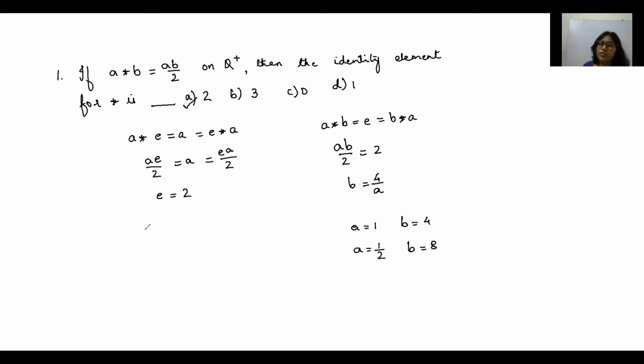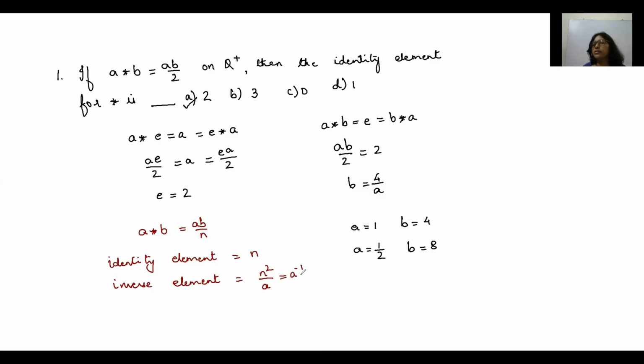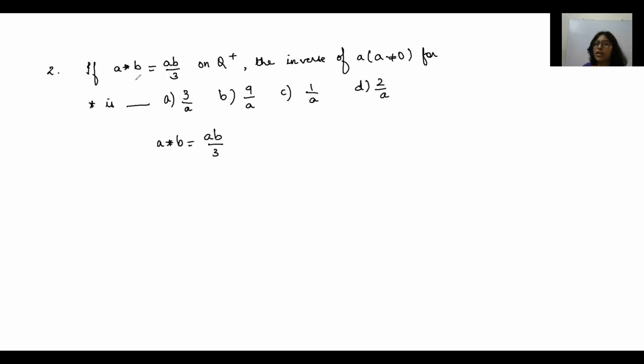So from here we can generalize that if we are given A star B is AB by N, then our identity element would be N and our inverse element, A inverse, is N square by A. Okay? So let's see the next question. Again, the same kind of question. A star B is defined by AB by 3 and we're looking for the inverse of A. Now we know the inverse of A for such questions can directly be written as 3 square by A, that is 9 by A.